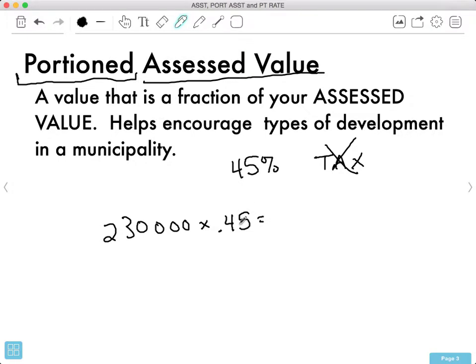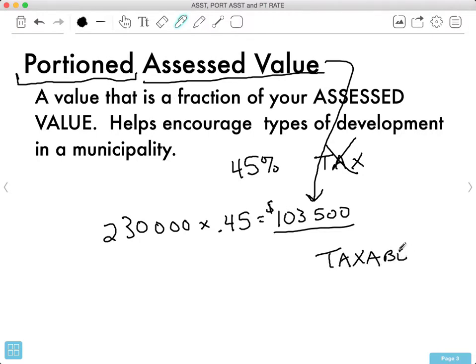So when they do that calculation, $230,000 times 45%, you get $103,500. That amount of money is called your portioned assessed value. This is the taxable amount of the value of your property. They will use that to charge you tax. The reason they do this is to charge certain types of properties more tax and certain types of properties less tax in order to encourage growth in some areas and attempt to stifle growth in other areas.